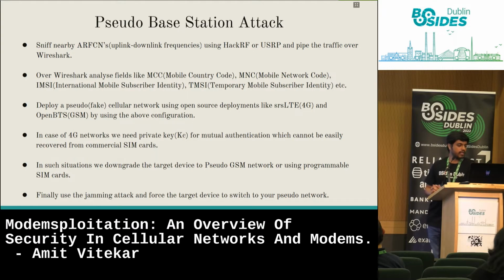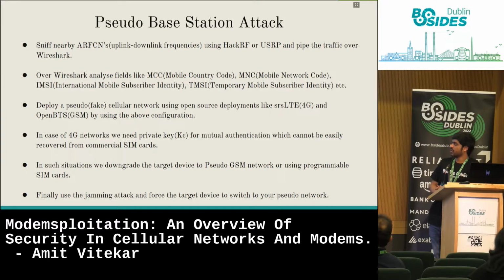deploy a pseudo fake cellular network using open source deployments like srsLTE for 4G network. This is a very famous, or I would say one of the best deployments available right now for 4G networks. OpenBTS is old, it's now deprecated, there's no more maintenance going on, but it's still one of the best choices. You can also go for Osmocom. It's an amazing 2G implementation if you have a software defined radio.